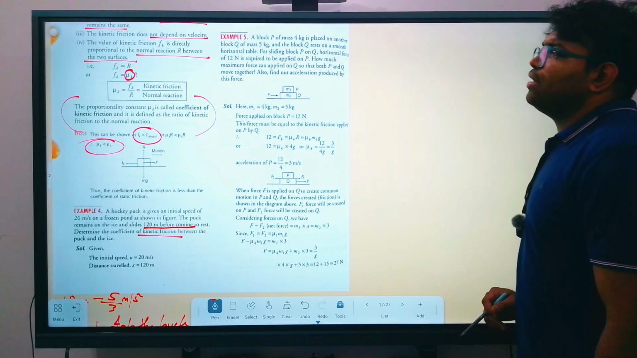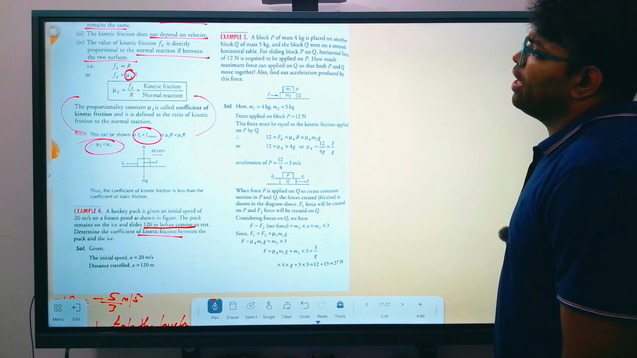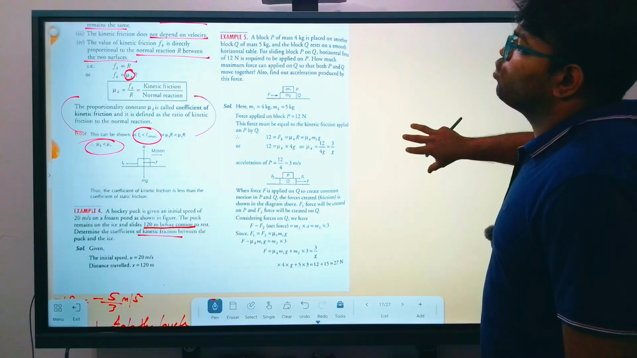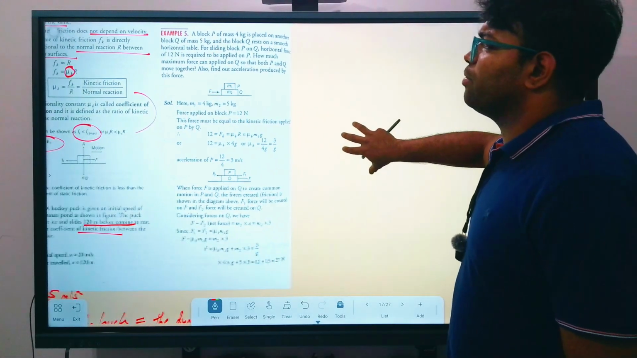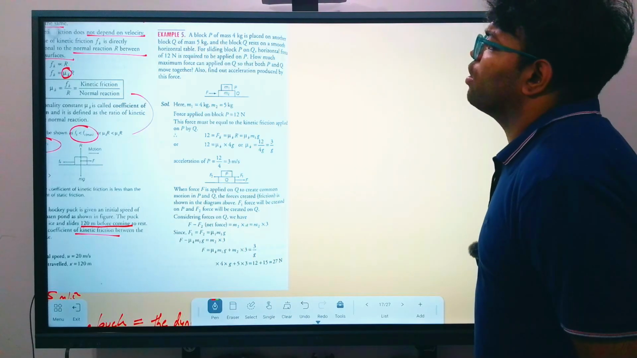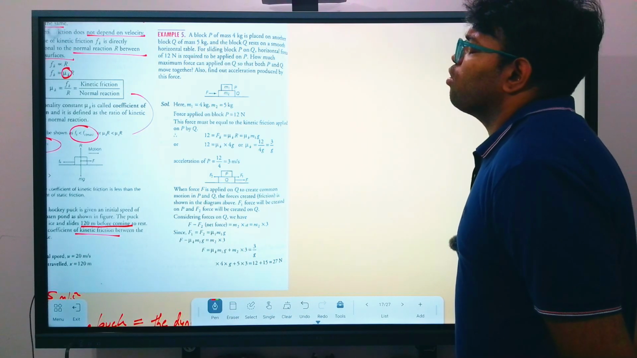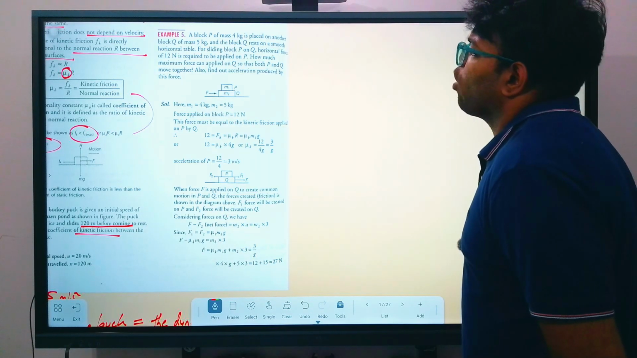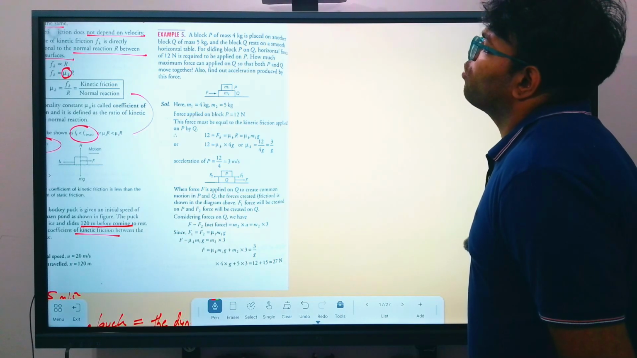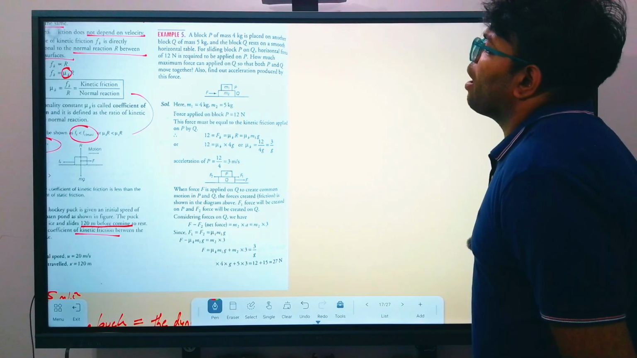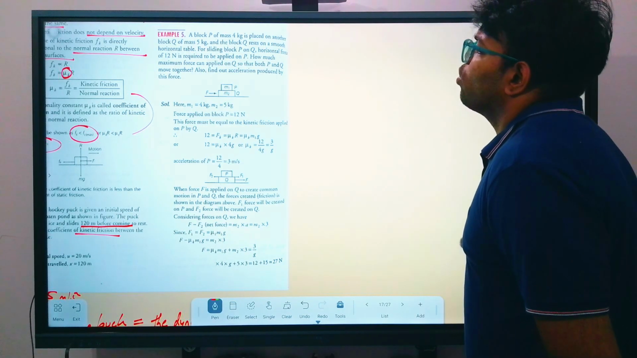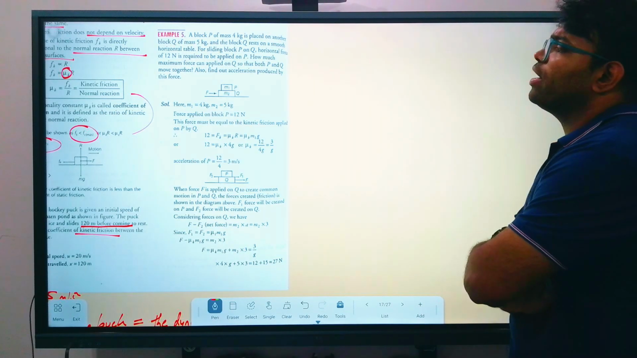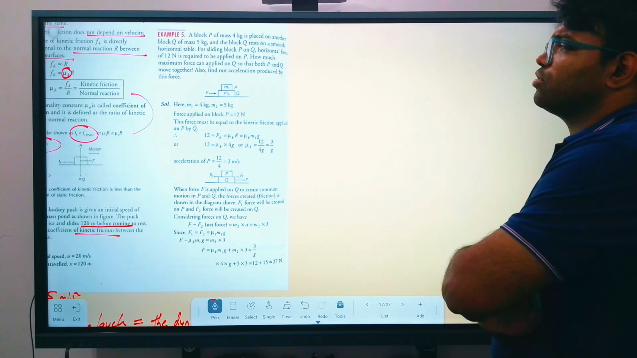A block P of mass 4 kg is placed on another block Q of mass 5 kg, and the block Q rests on a smooth horizontal table. For sliding block P on Q, a horizontal force of 12 newtons is required to be applied on P. How much maximum force can be applied on Q so that both P and Q move together? Also find out the acceleration produced by this force.